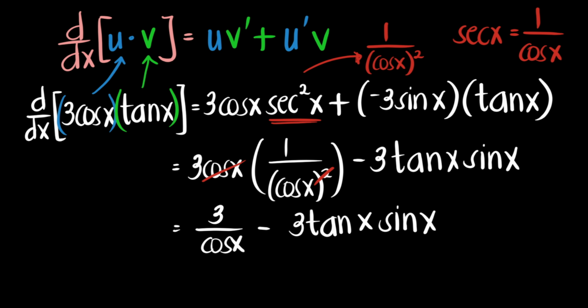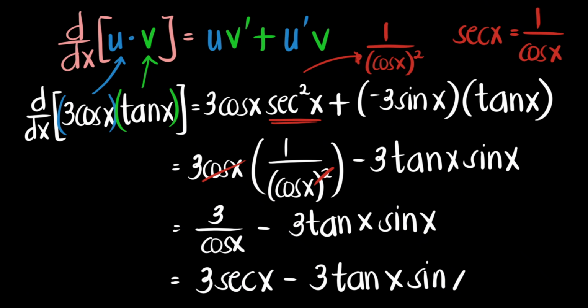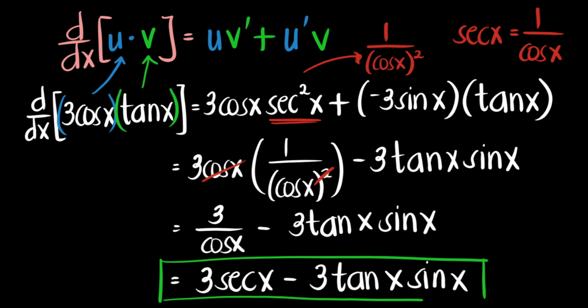We know that secant x is equal to 1 divided by cosine x, or 1 divided by cosine x will be equal to secant x. Thus, we can write the answer as 3 secant x minus 3 tangent x sine x. Now, this is the answer. You can also factor out the constant 3 if you need to. Both answers are correct and valid.